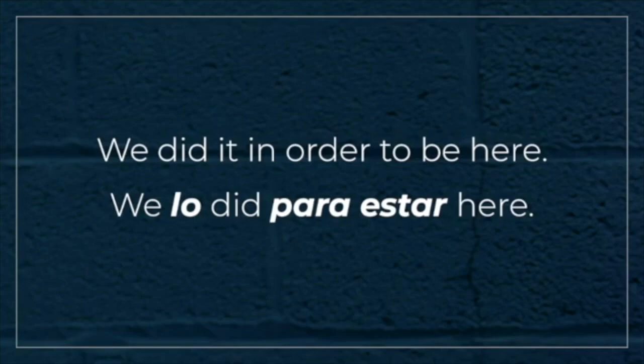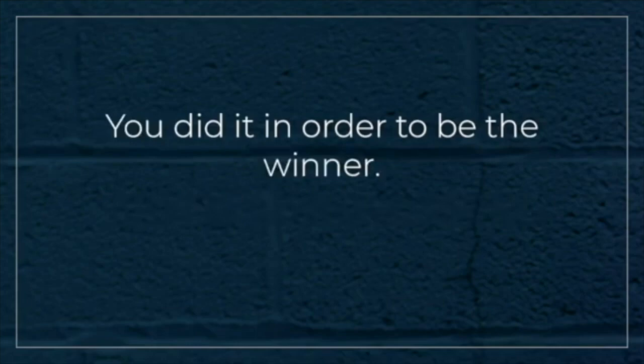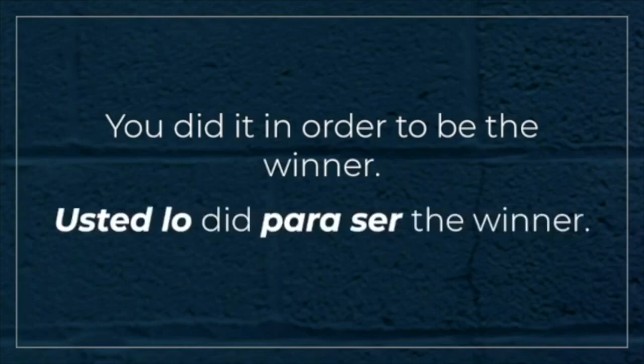See if you can predict what will happen in the next two examples. First of all, you did it in order to be the winner. And this is going to be a formal you. You did it in order to be the winner. So the intention is for yourself, not for someone else. Usted lo did para ser the winner. There's no need to name another person or use a subjunctive.